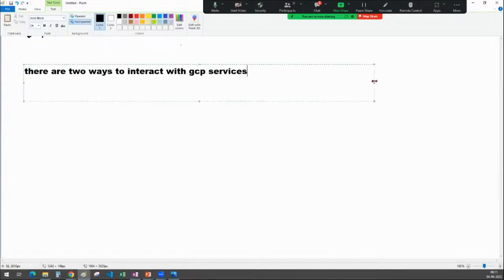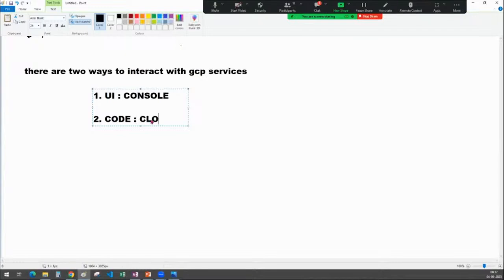I don't know how other people say it, but in my classes, I will tell you there are two ways if you want to interact with the GCP services. One is UI, and one more is code. UI is nothing but the console. Code is nothing but Cloud Shell or Cloud SDK. In UI, we interact with the help of the user interface, nothing but drag and drop, clicking something. That is what a UI is.